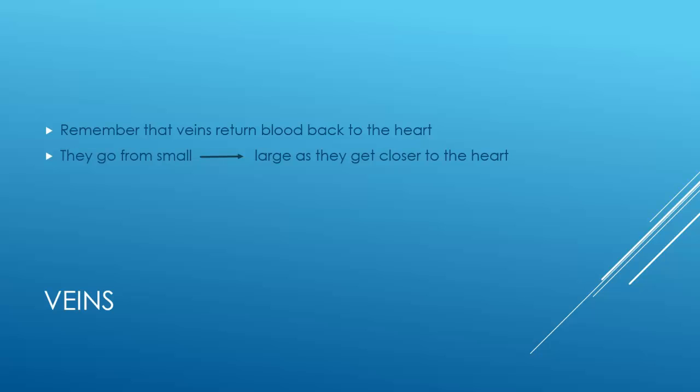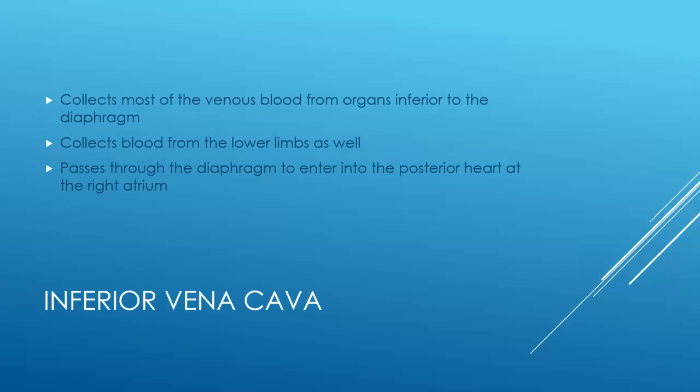And remember that veins return blood to the heart, and arteries take blood away from the heart. So the two we need to think about are the ones directly dumping blood into the heart. The first is the inferior vena cava, which collects most of the venous blood from any of the organs and legs and any structures inferior to the diaphragm. It passes through the diaphragm to enter into the posterior heart at the right atrium.